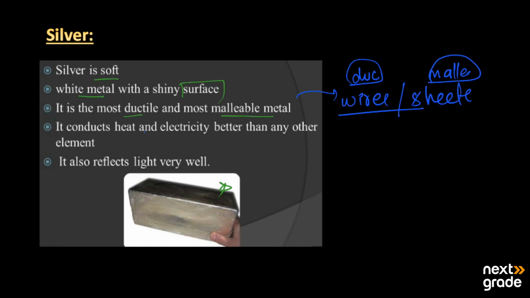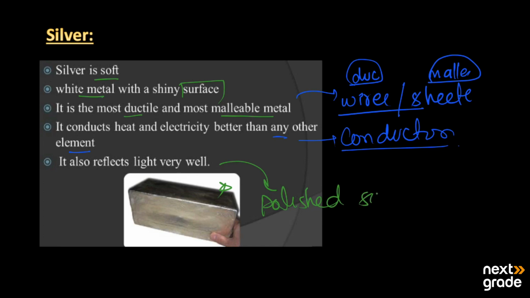It conducts heat and electricity better than any other element. So it is a good conductor of heat as well as electricity. Then silver can reflect light very well. So its polished surface can be used as a reflector of light.